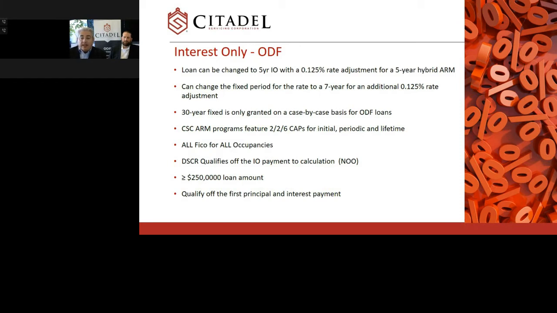For loan amounts, I saw that there. Our minimum loan amount on our ODF product is going to be $250,000, and you can qualify off the first principal and interest payment. All right, moving on through. I think we're going to entertain some questions now. So let's get to it.